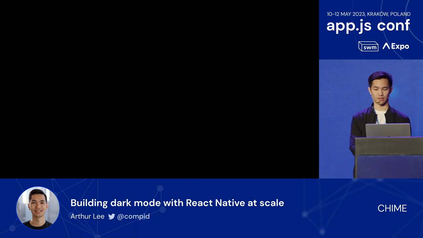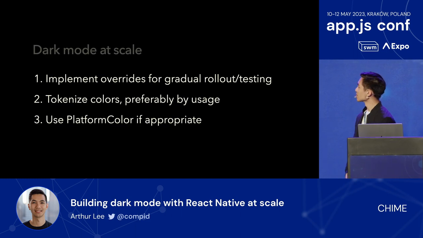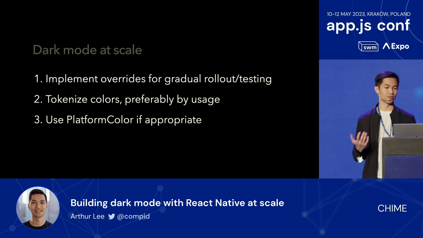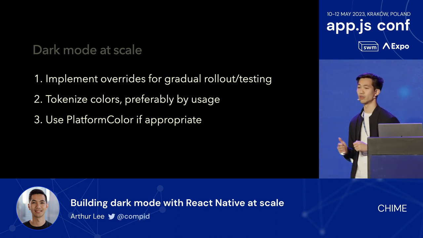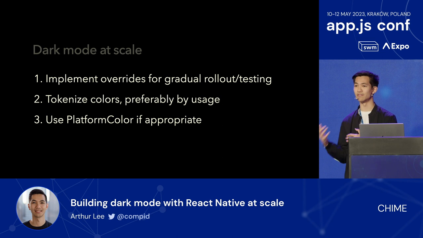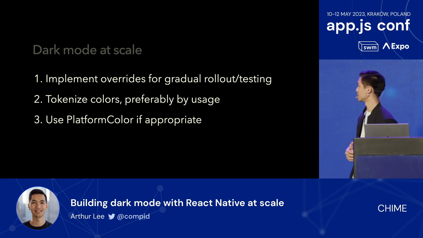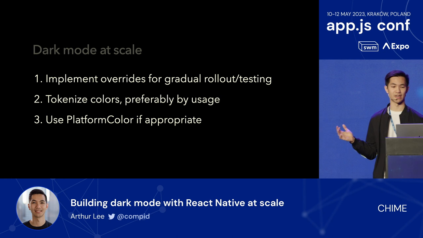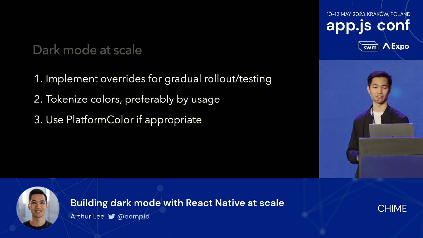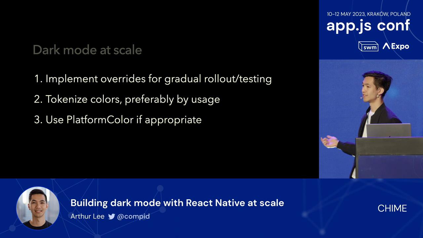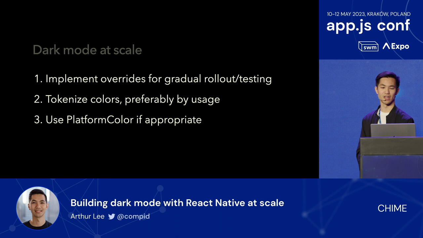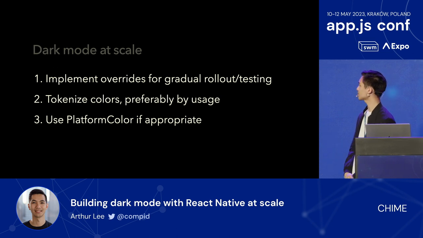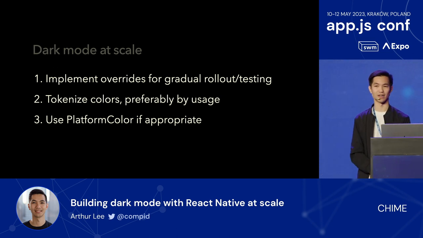So let's summarize a little bit. To implement dark mode at scale, here are some of our learnings. First of all, implement an app-level theme override. This allows you to do gradual rollouts or internal or alpha testing without affecting the rest of your users. This also allows you to A/B test dark mode if you wanted to. The second is to tokenize your colors, which you should be doing whether or not you're implementing dark mode, and preferably by usage. And last of all, check out the platform color API. It's pretty cool.